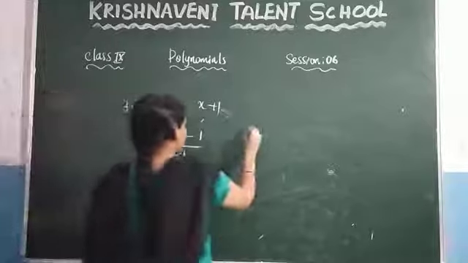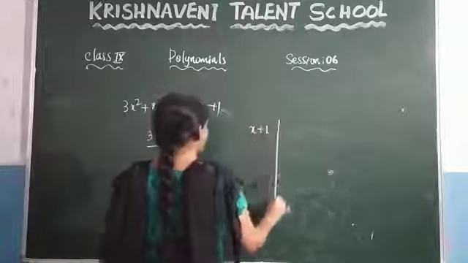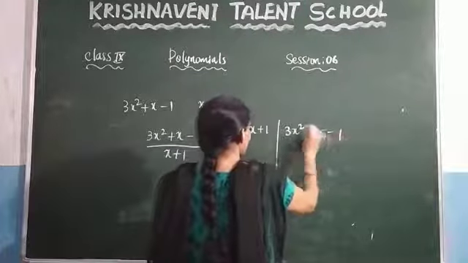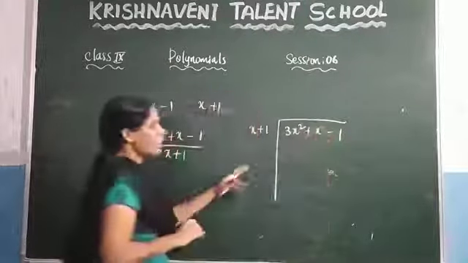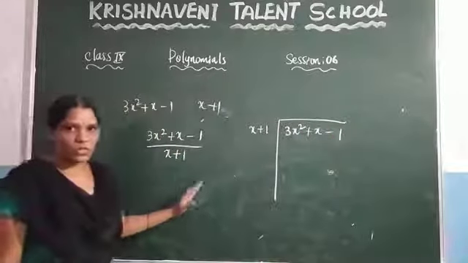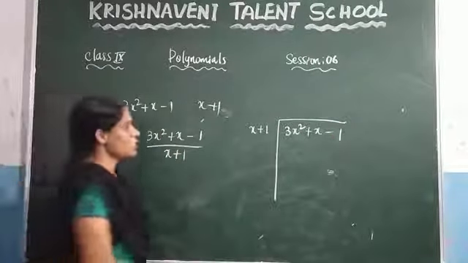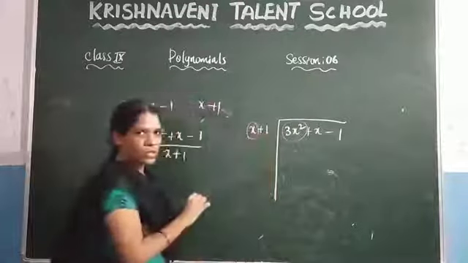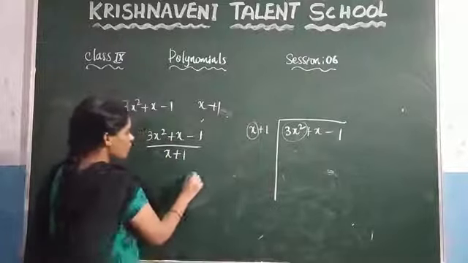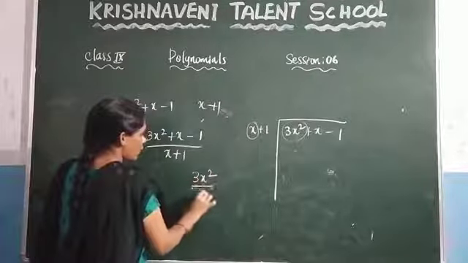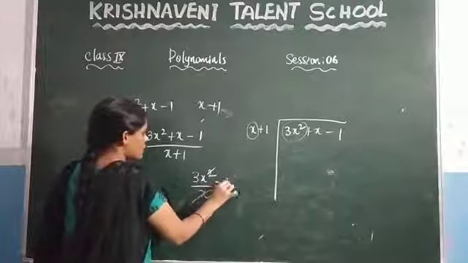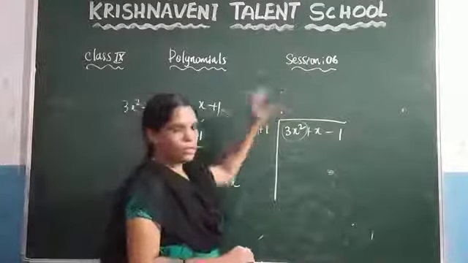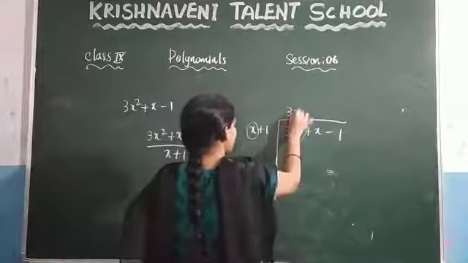There is one process to divide polynomials. Here we have x plus 1, and here you will get 3x squared plus x minus 1. Now, how do we divide these two polynomials? You just need to divide this first term by this first term. So if you divide this, what will you get? 3x squared by x. This x will get cancelled. You will get 3x. This is the first term in the quotient. So write it here, 3x.